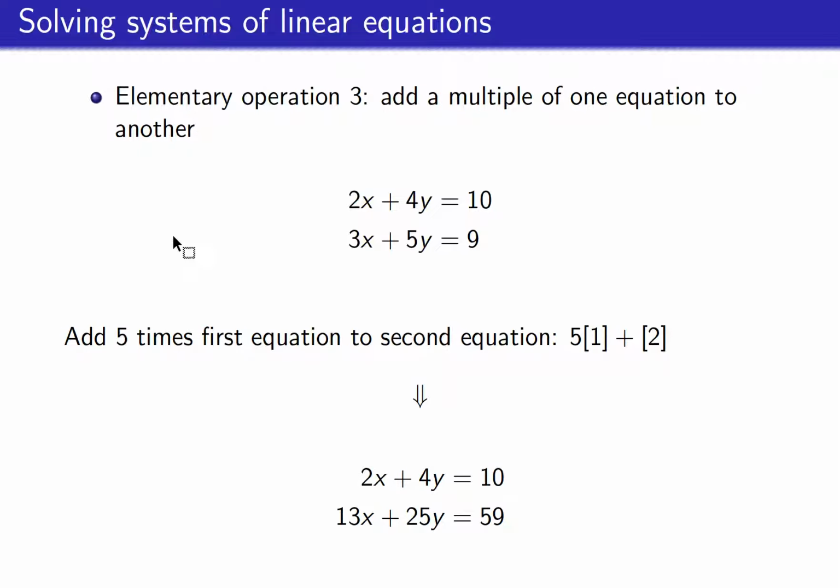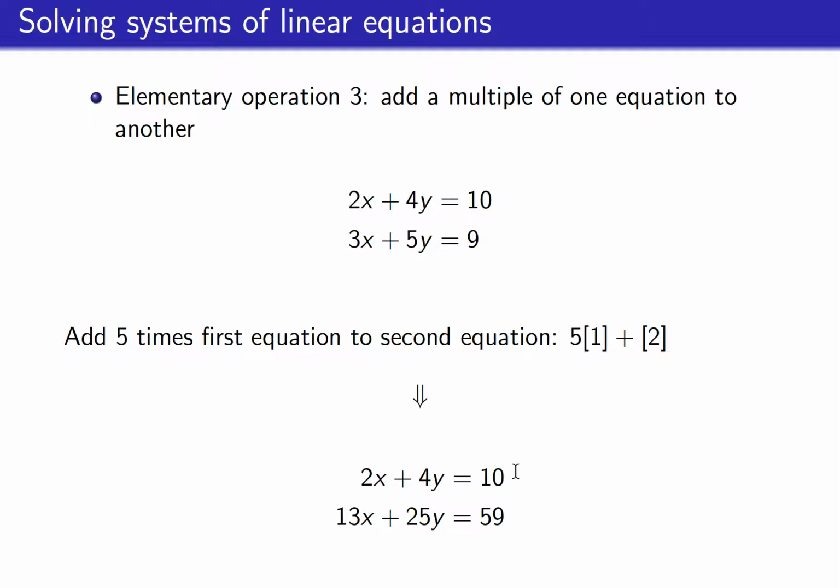Elementary operations of type 3: add a multiple of one equation to another. Again, this is our sample system of equations. In this example, I'm going to add 5 times the first equation to the second equation. So I'm going to multiply these by 5 and add it to these numbers here. 5 times 2x is 10x, plus 3 is 13x. So that's why they put 13x here. And then 5 times 4y is 20y, added to 5y is 25y. And 5 times 10 is 50, added to 9 is 59.